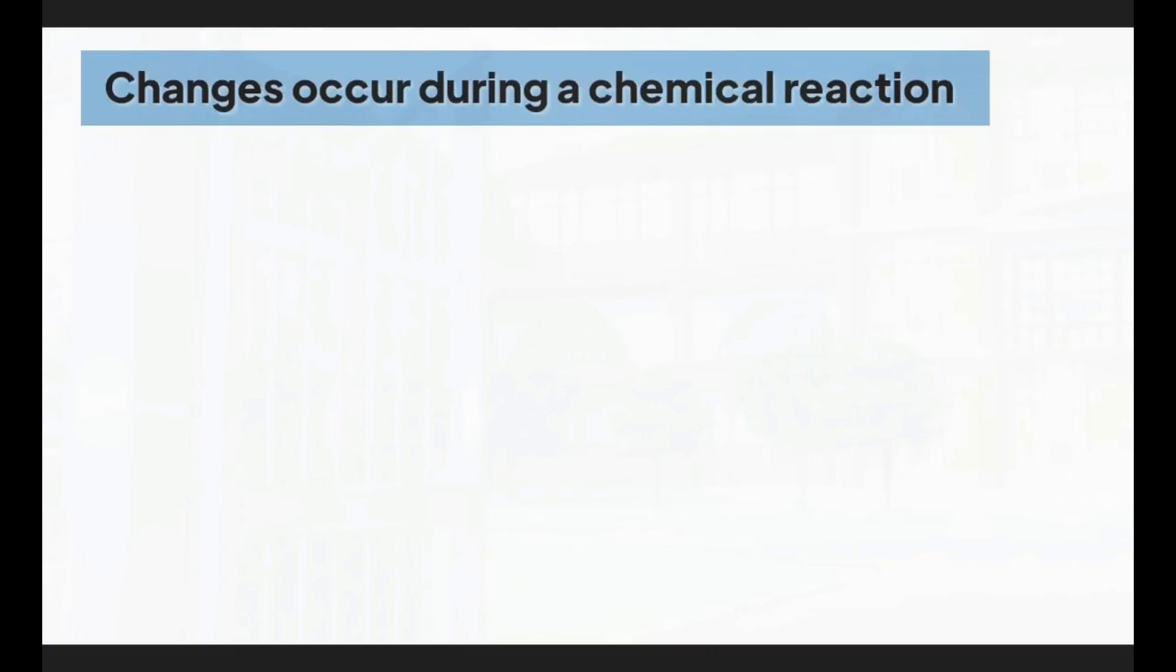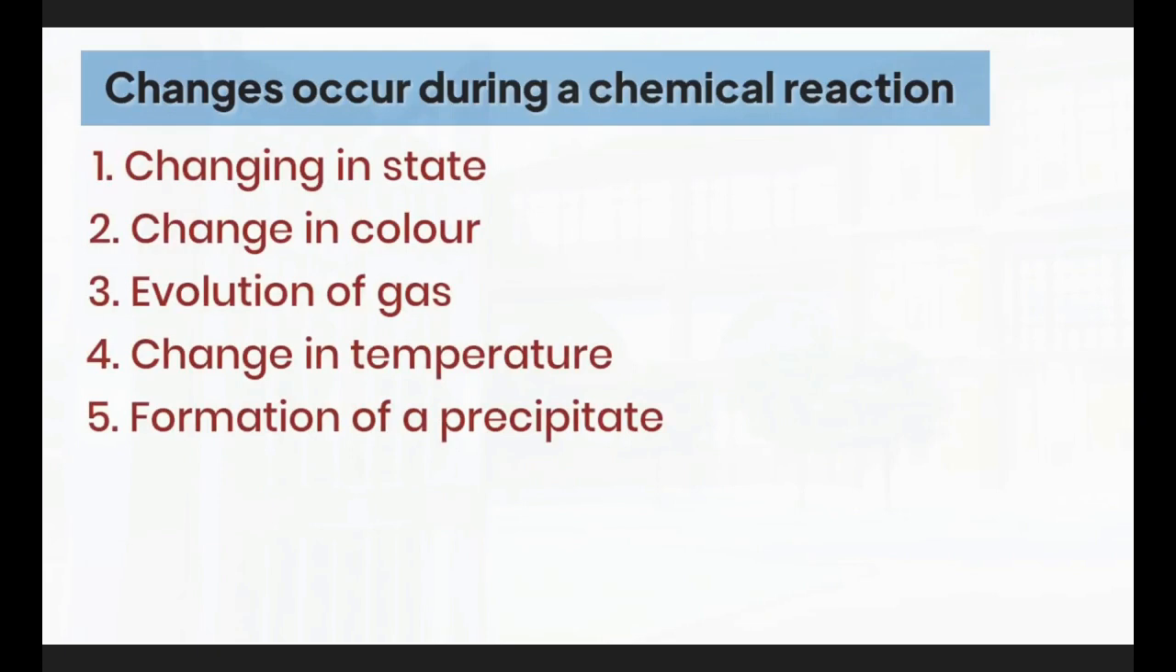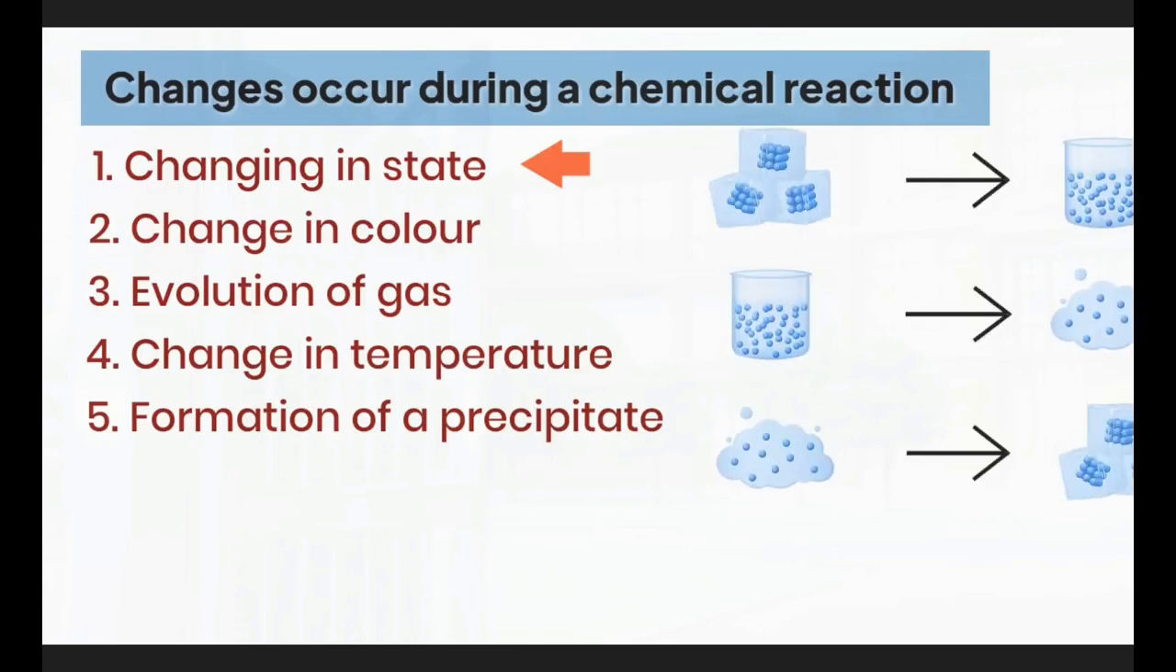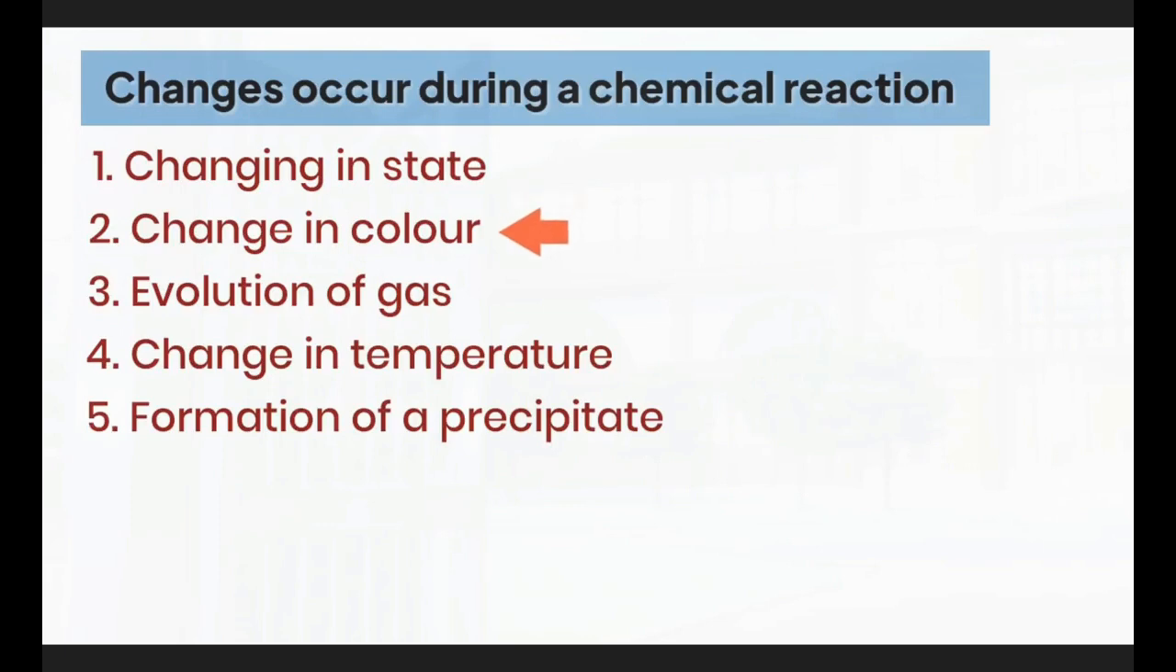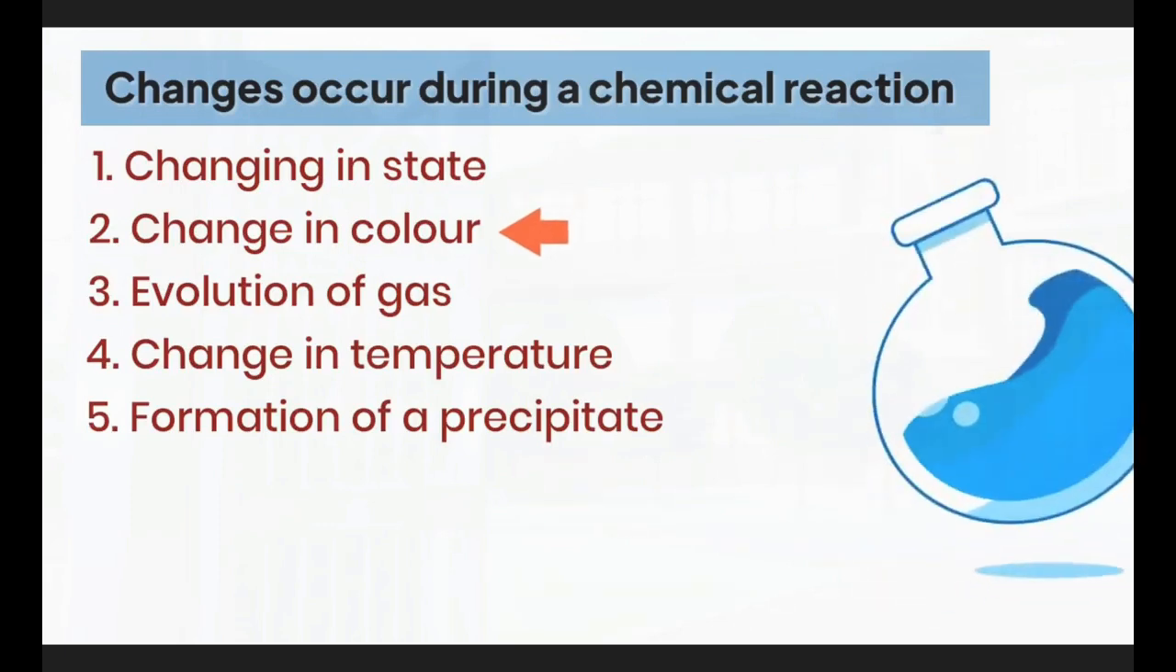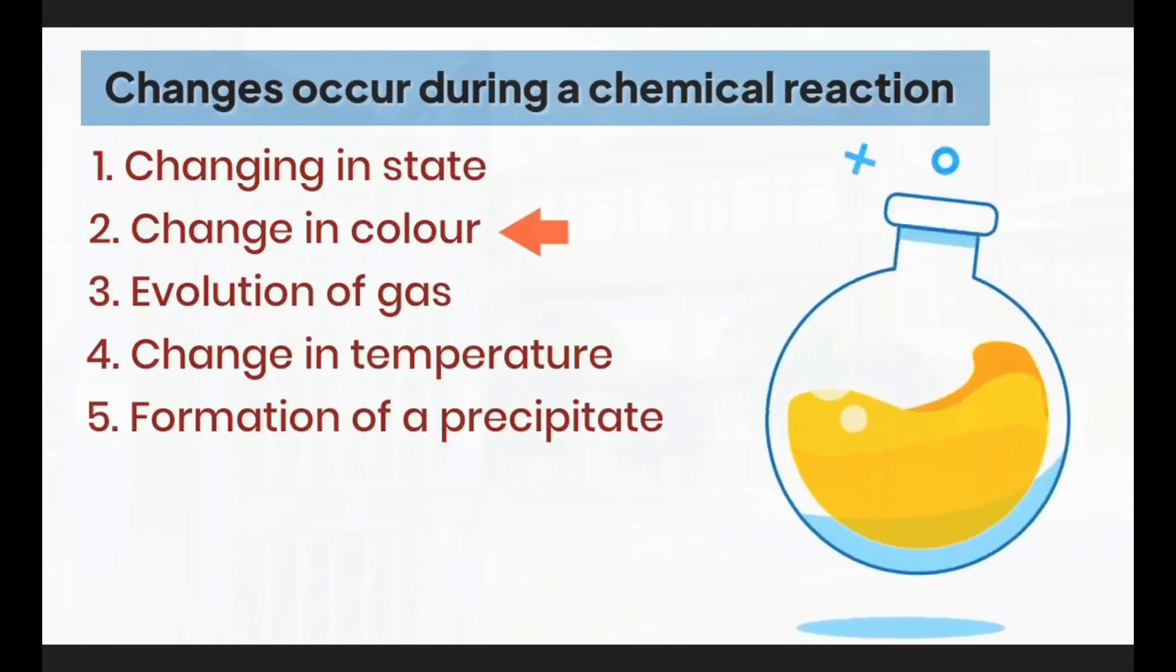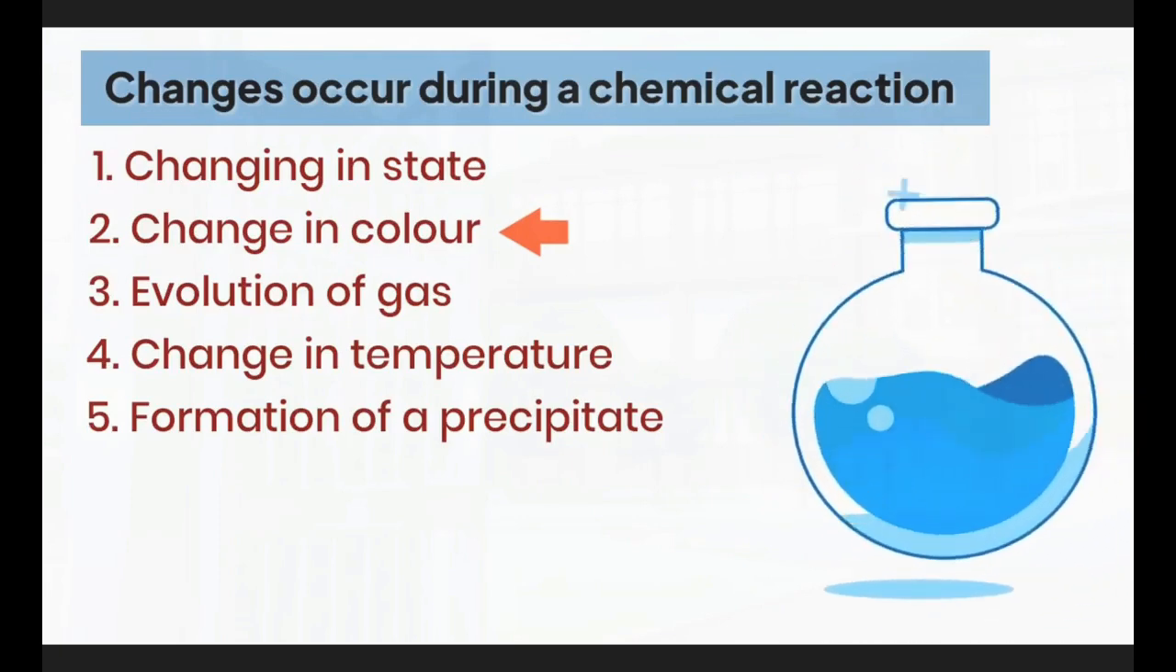Now the changes that occur during a chemical reaction. There are five changes that basically occur during a chemical reaction. The first is the change in state, for example, solid to liquid, liquid to gas, and gas to solid. The second is the change in color of the solution.